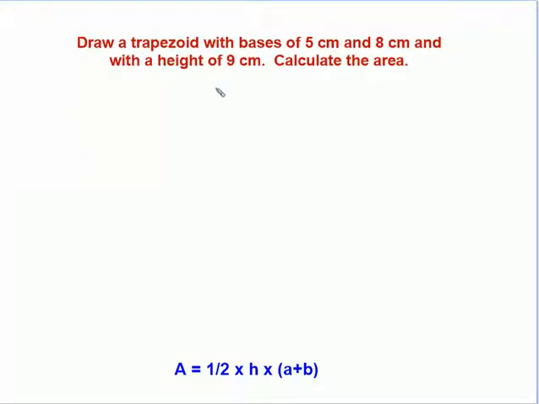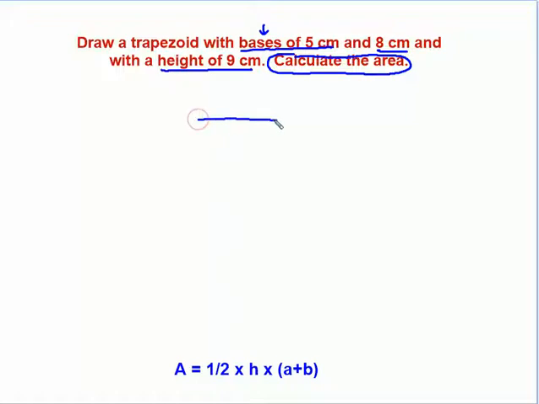Draw a trapezoid with bases of 5 centimeters and 8 centimeters and a height of 9 centimeters. We're going to calculate the area. Now, it's telling us to draw a trapezoid. We don't have a picture. We have to draw one. So let's try. We're not going to get it perfect, but we'll try. It says the bases, right? Remember, the bases are the ones that are parallel to each other. When it says the bases, they're the parallel lines.